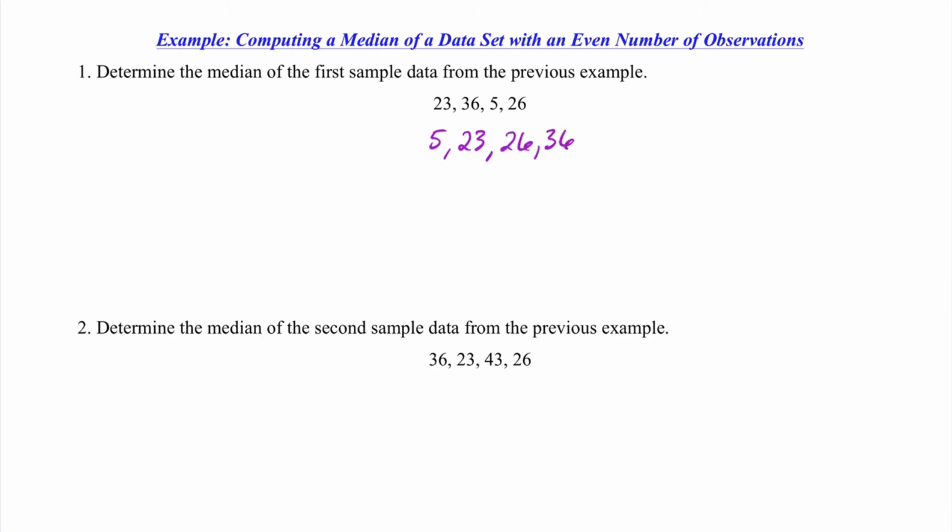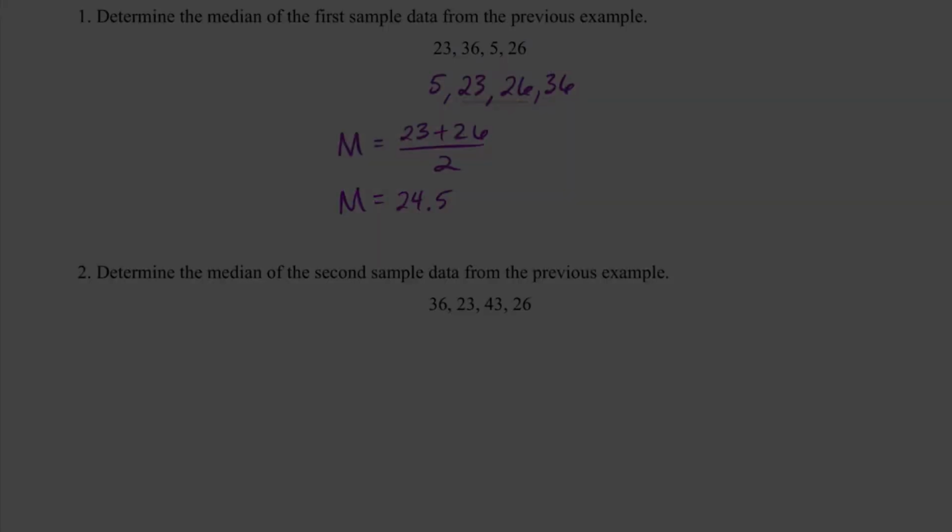Now since we have 4 individuals, or an even number of observations, remember we need to take the mean of the middle 2 values. So our median, M, would be equal to (23 + 26) divided by 2 in order to find the mean. And we end up with a median value of 24.5.